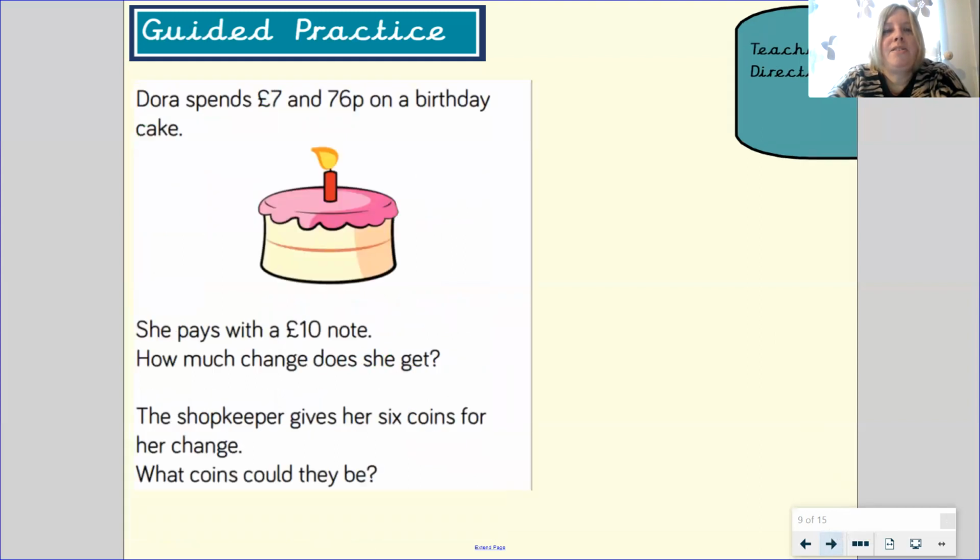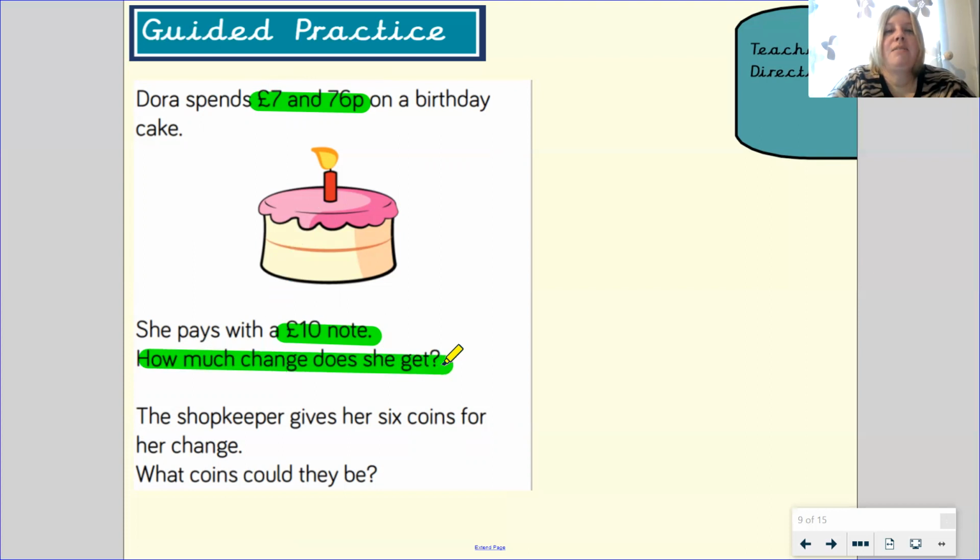Let's have a look at this question. Dora spends £7.67 on a birthday cake. She pays with a £10 note. How much change does she get?